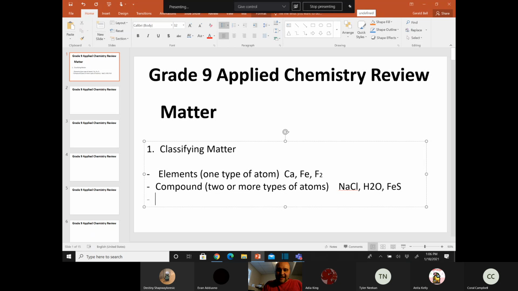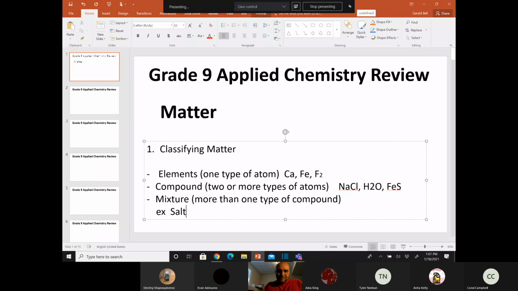The last thing we classified as was a mixture, and this is more than one type of compound. So if you had something like salt water, you would know that it's made of salt and water. So clearly it has more than one type of matter. Maybe something like a pizza or garbage. Again, you look at that type of matter and you see a whole bunch of different stuff.